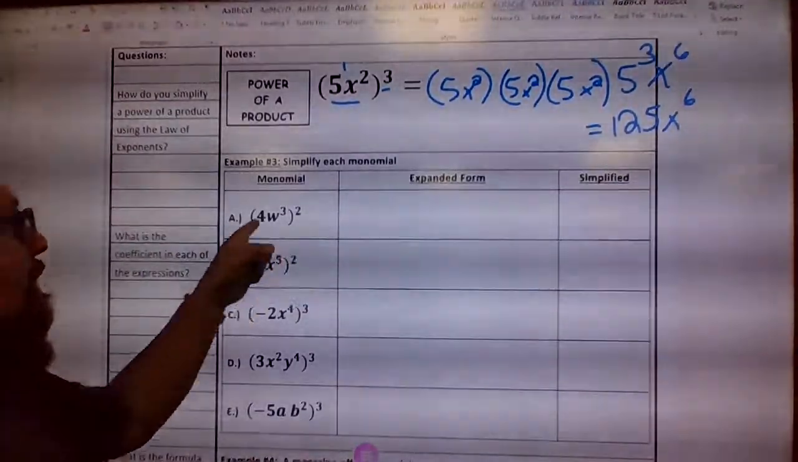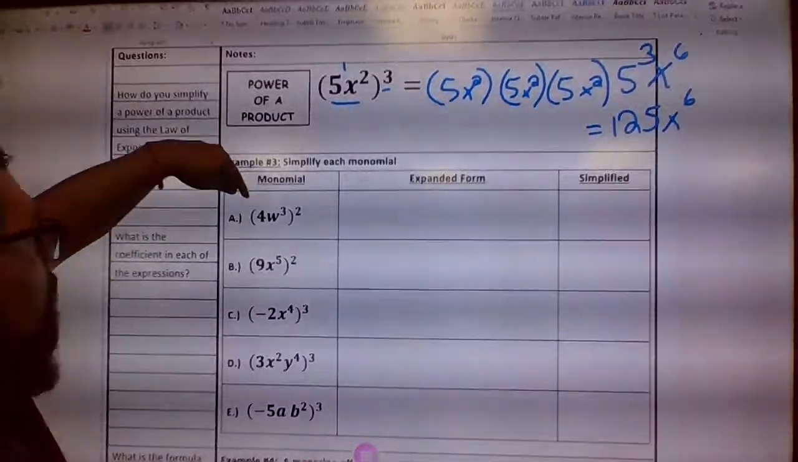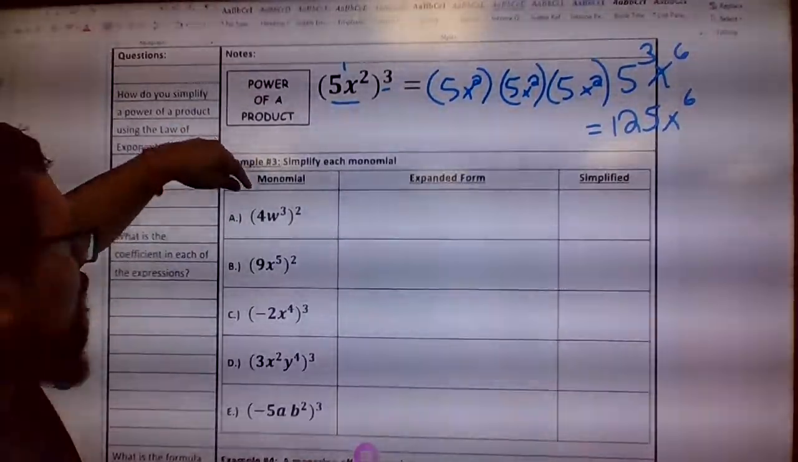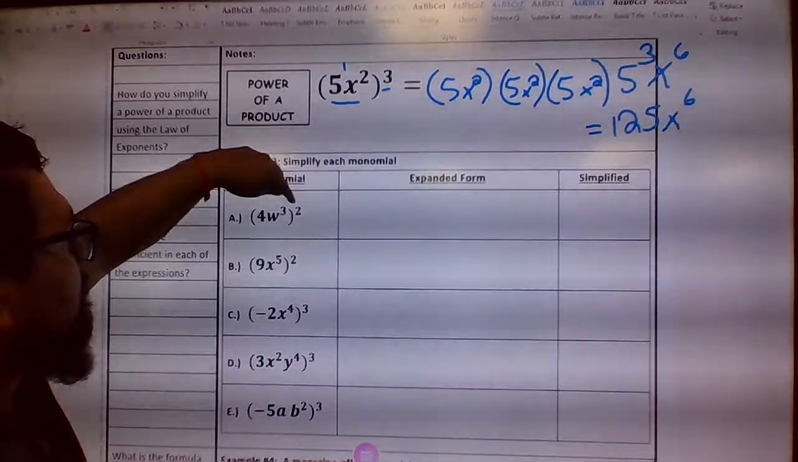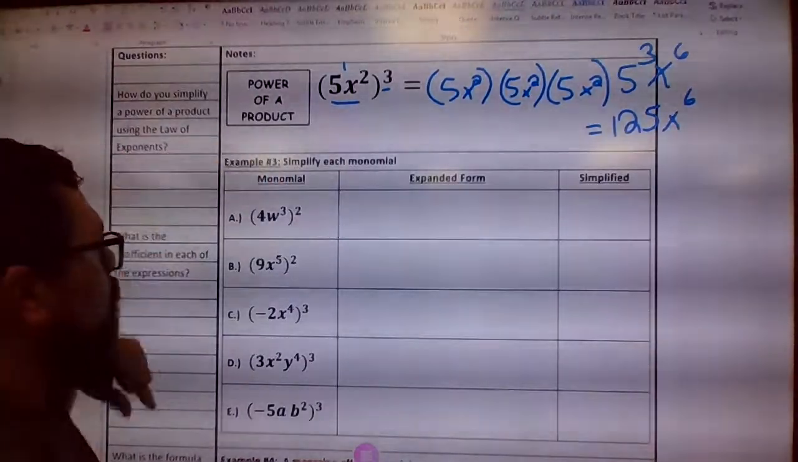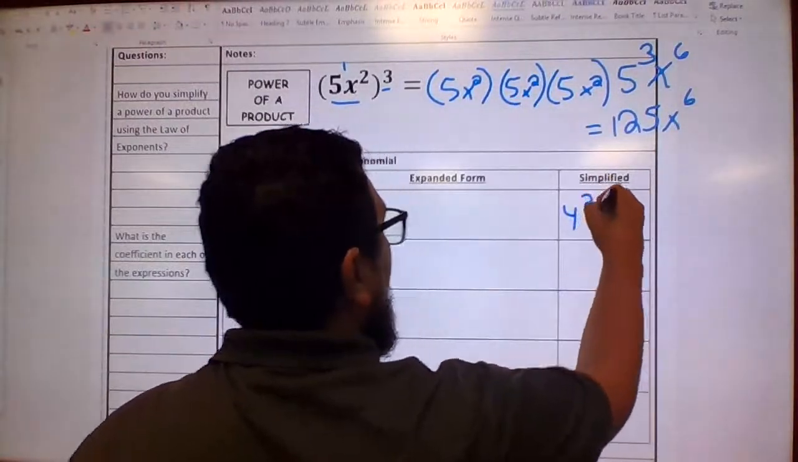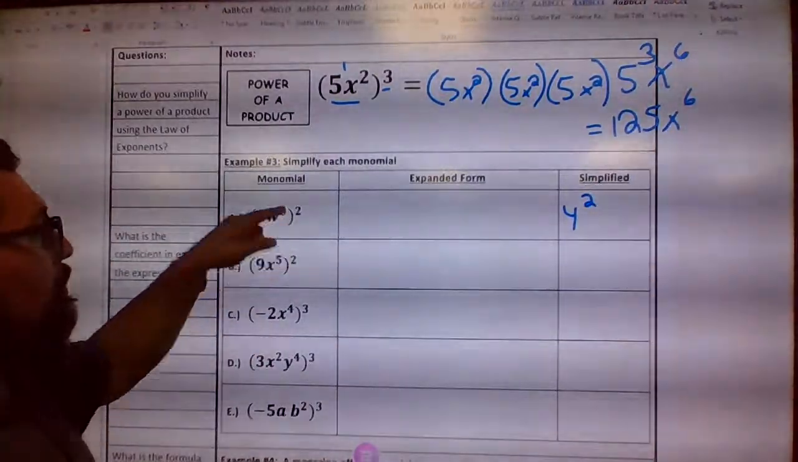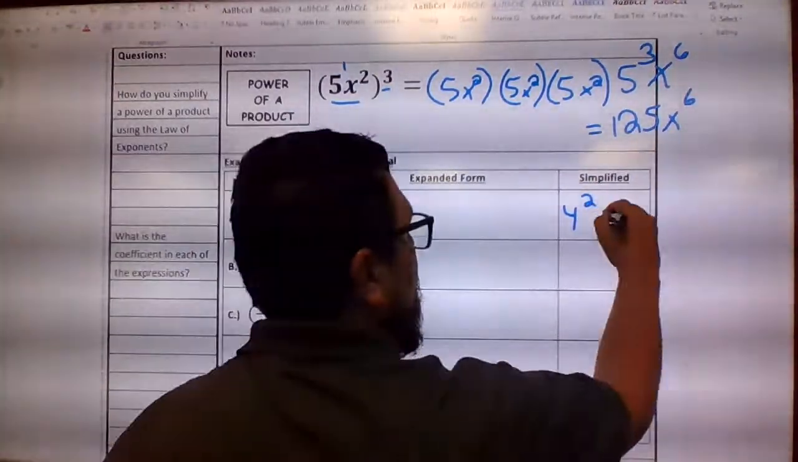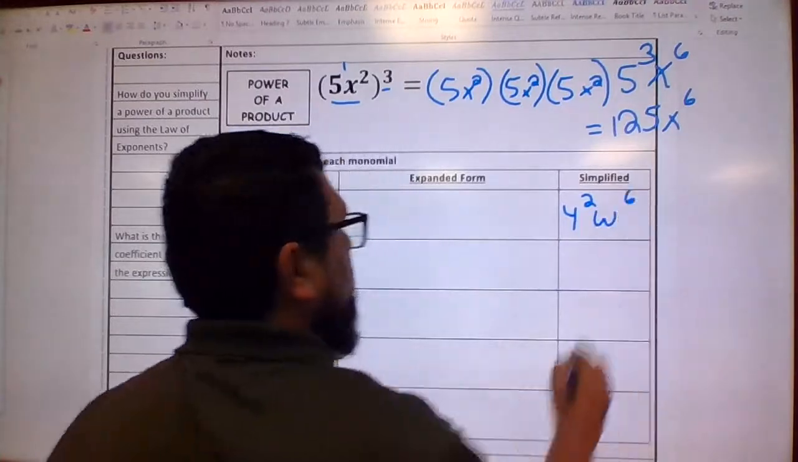So that's how we did these. On this one, it was 4 to the first. So 1 times 2 is 2, so you get 4 squared. And then w to the third, so this is 3 times 2, so this is w to the sixth.